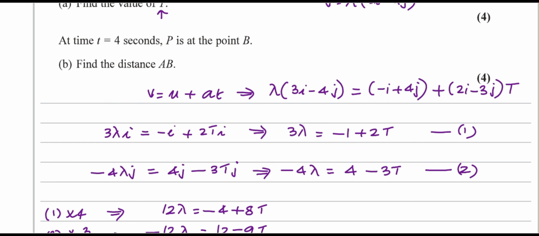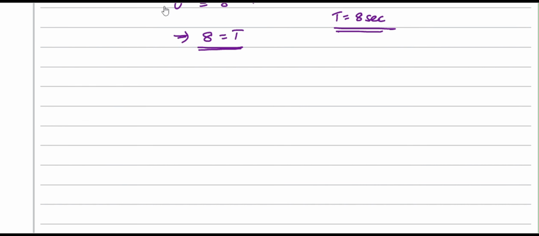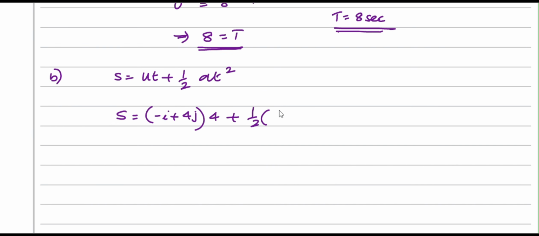Part B. At time t equals 4 seconds, P is at the point B. Find the distance AB. Let's find the position vector using the SUVAT equation. So for part B, we can write the equation s equals ut plus half at squared. Substituting the values here, s equals u, which is minus i plus 4j, t is 4 seconds, plus half, a is 2i minus 3j, t is 4 again, squared.